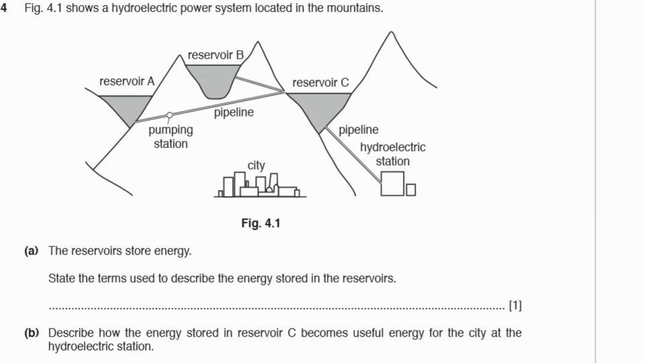4. Figure 4.1 shows a hydroelectric power system located in the mountains. The reservoirs store energy. Technically they store water. Sorry, the reservoirs store energy. State the term used to describe the energy that the water has because of its position in the reservoir. And the answer is gravitational potential energy, GPE.